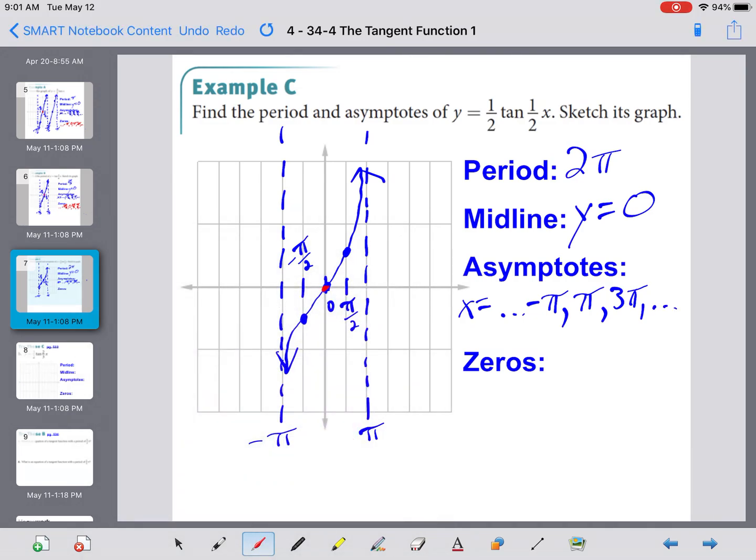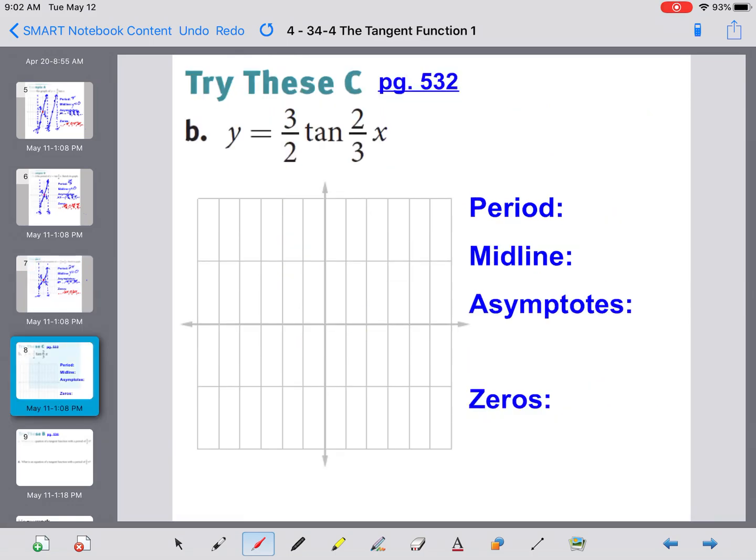Zeros, you got one here at 0, 0. Next one's going to be, well, we can even go before that. The one before that would be 2 pi units before it, so negative 2 pi, then 0, then positive 2 pi, then 4 pi, then 6 pi, right? Then 8 pi, because it's a periodic function. The zeros and the asymptotes are always 2 pi units, always 1 period apart.